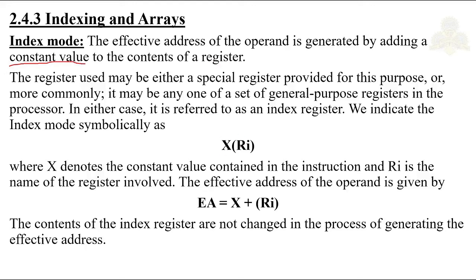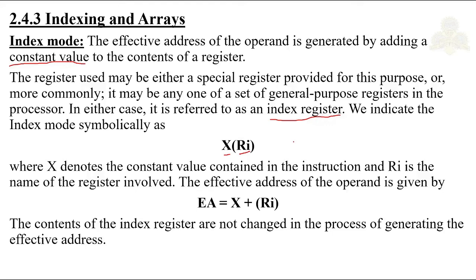The constant can be added to the content of a register. We have to note here that this register can be a special register, or it can be any general purpose register like R0, R1, R2. The register we use in the index mode is called the index register. It could be a special register or a general purpose register like R1, R2, R0. In both cases we call it the index register.